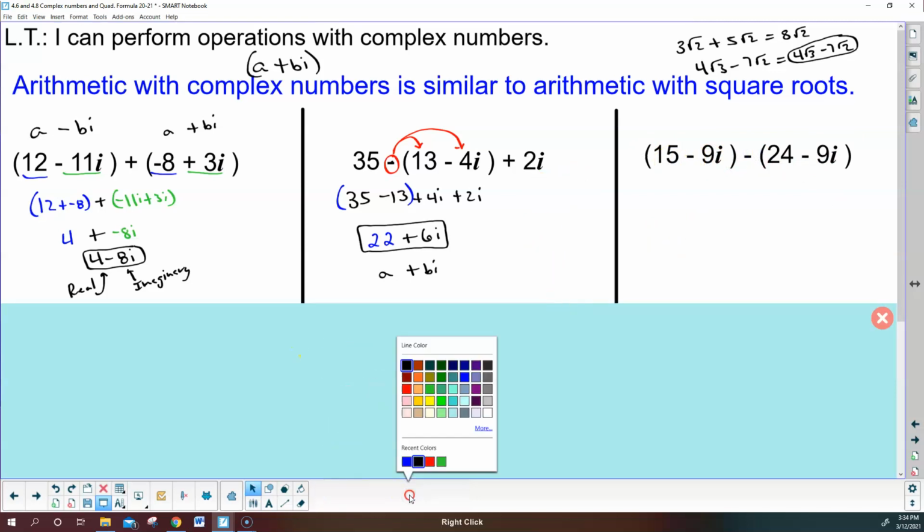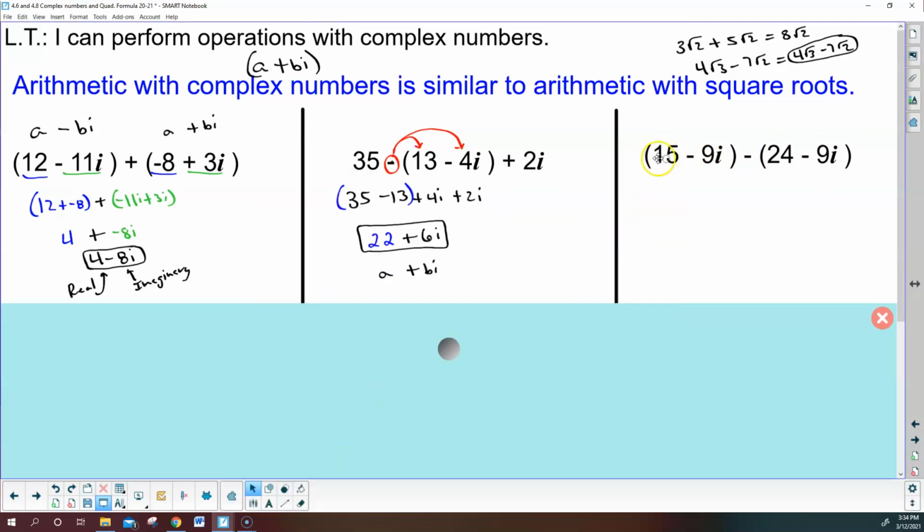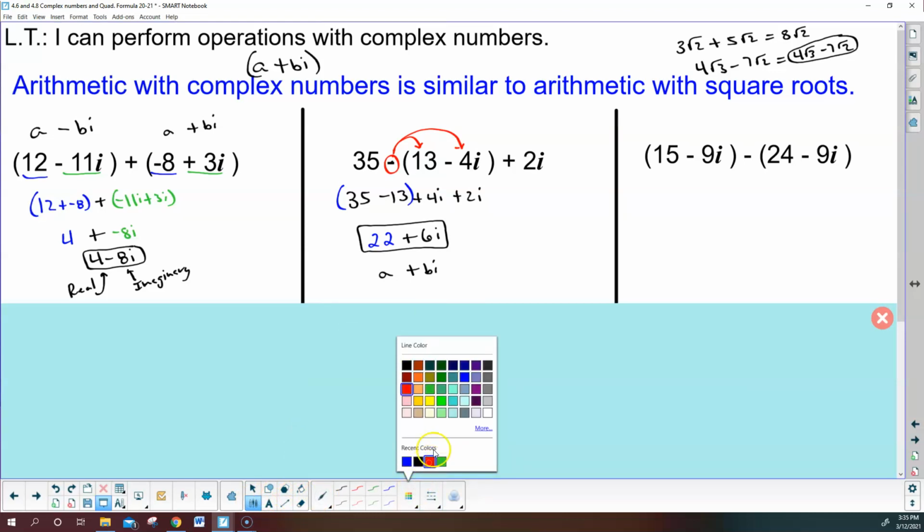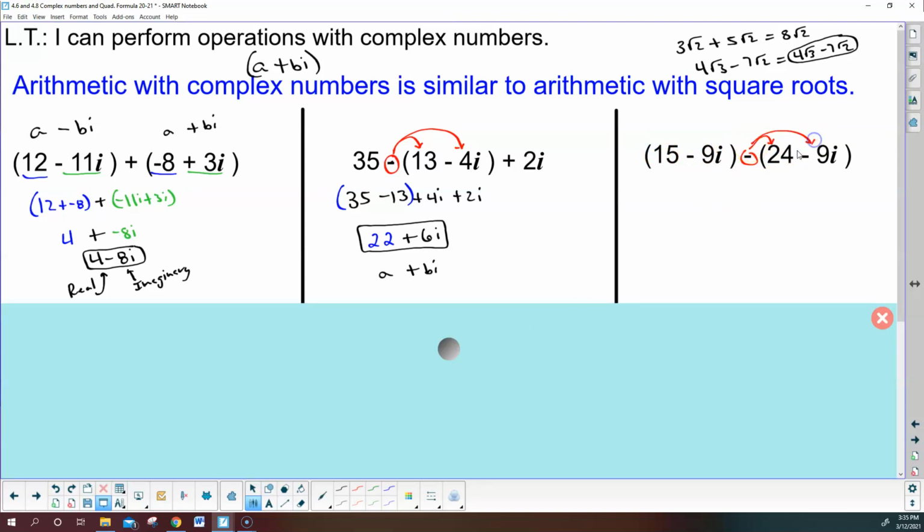Notice this is not a multiplication problem. A lot of times students just see parentheses like that and they want to multiply. We're subtracting a complex number minus a complex number. So what you need to do is distribute that negative sign. So this will become negative 24, and this will become positive 9i.